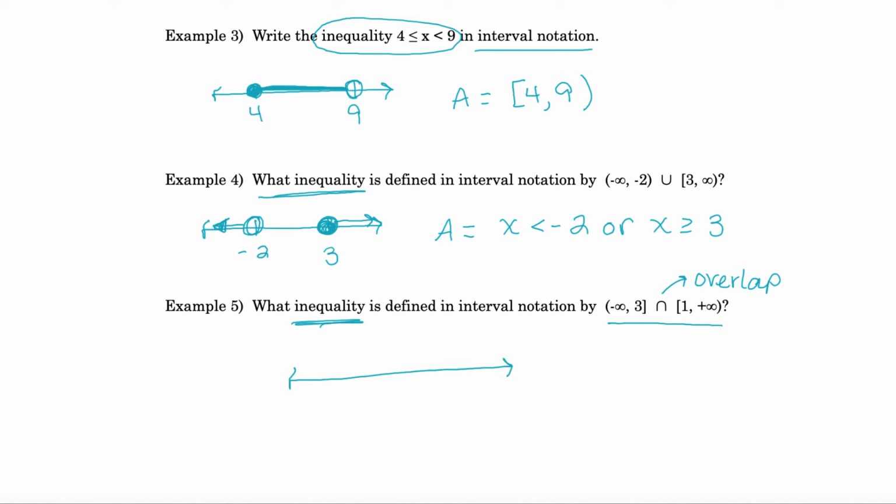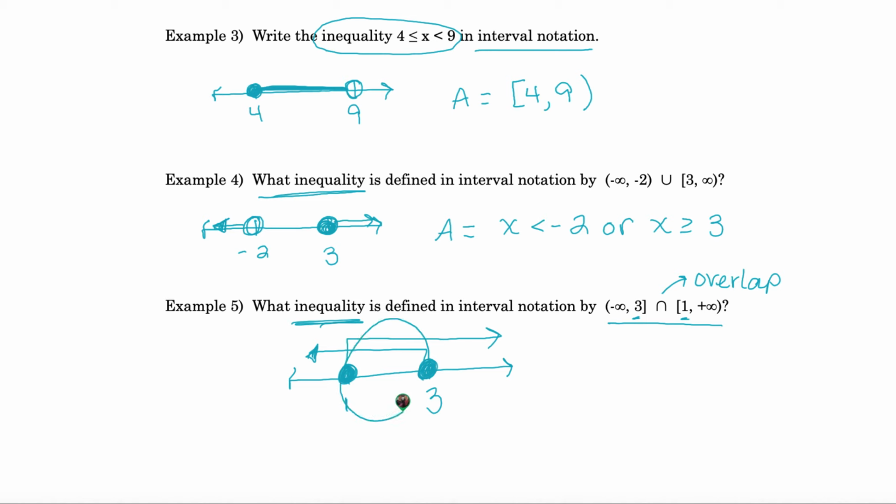So my numbers that we have as our endpoints are 1 and 3. 1 is included because it has the bracket, and 3 is also included because it also has a bracket. And this left side goes from negative infinity to positive 3, so it is going to the left. And 1 is going from here to positive infinity. Again, we're looking for where they are overlapping. So our graph is overlapping in this area here.